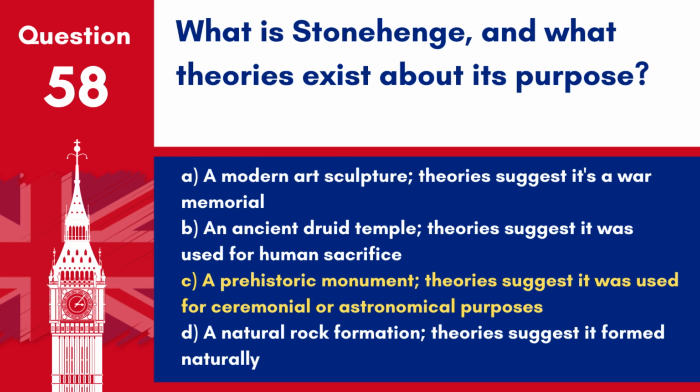Answer: C. A prehistoric monument. Theories suggest it was used for ceremonial or astronomical purposes. Stonehenge is one of the most famous prehistoric monuments in the world, and it is widely believed to have been used for ceremonies or to track astronomical events.